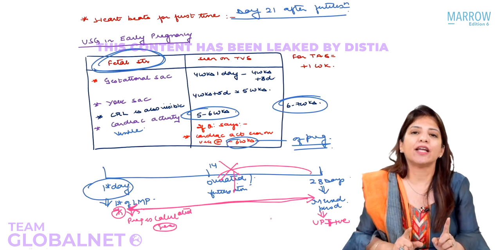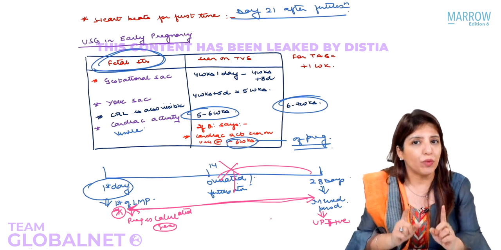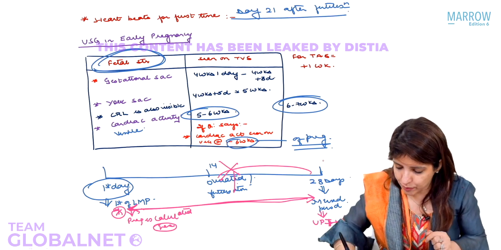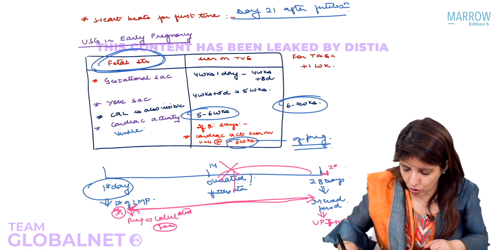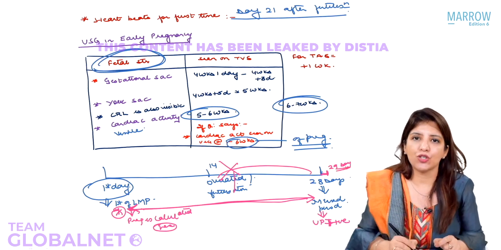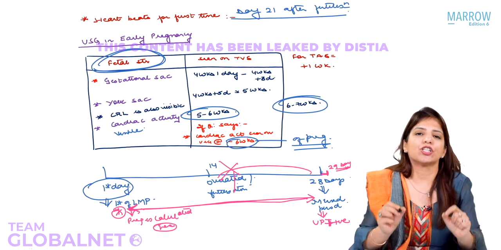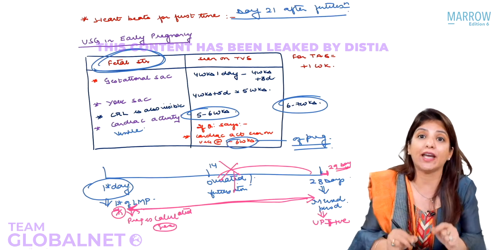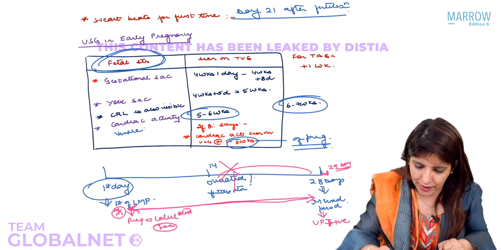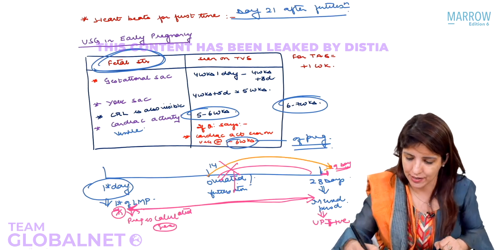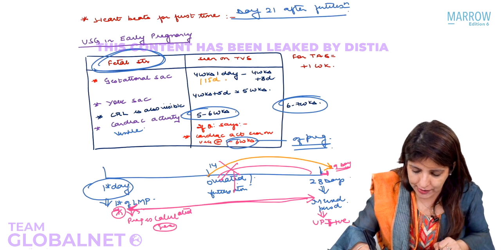So when I say that a gestational sac is visible on 4 weeks plus 1 day, right? So 4 weeks plus 1 day means it is visible on the 29th day, which means that if I ask you that earliest gestational sac can be seen on ultrasound after how many days of fertilization? So after how many days of fertilization? From 14 to 29 is 15 days. So 15 days after fertilization.